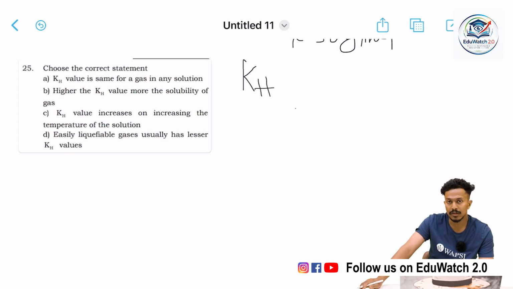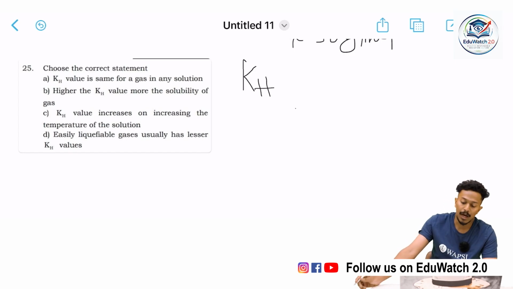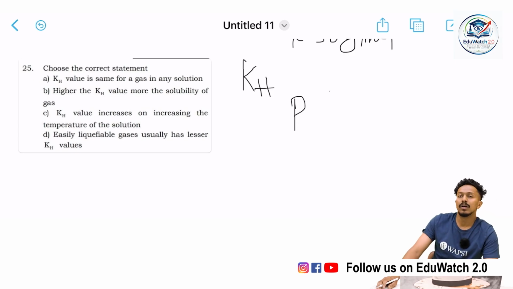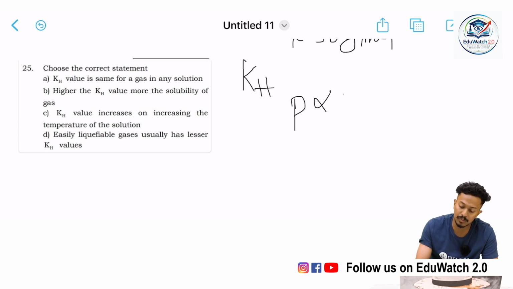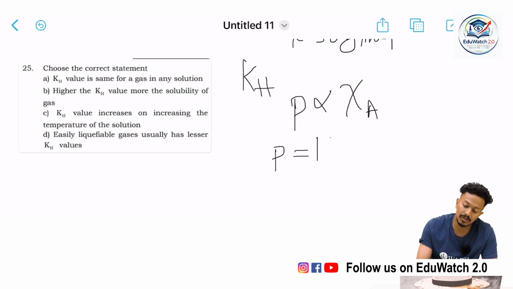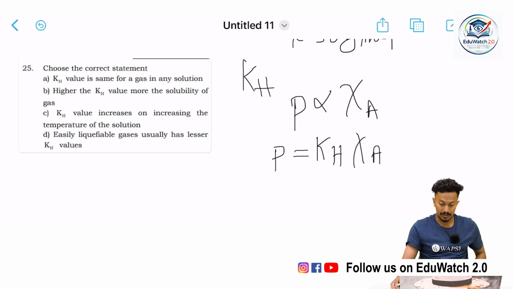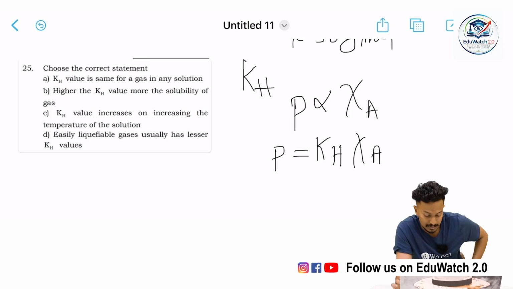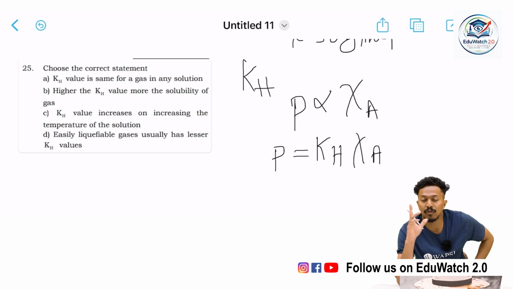Before knowing Henry's constant, we have to find out what Henry's law is. The pressure applied on a solution is directly proportional to the mole fraction of its constituents. Am I right? Yes. To remove this proportionality, we introduce a constant called Henry's constant, which is KH. So which is the correct statement? KH value is the same for any gas in any solution. That is wrong. KH value depends upon the solution.